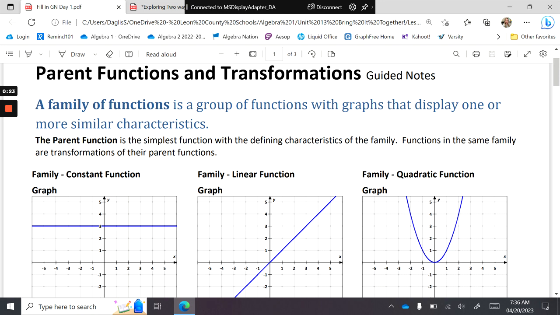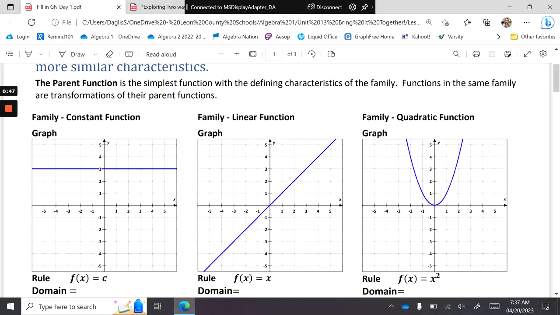So we've moved things up, down, left, right, correct? We've stretched, we've compressed. The parent function has none of that, right? We all come from our parents, right? They are the OG. So our parent function is the original function. And then from there, tomorrow we'll start moving things around. Okay, but let's just figure out what our different family functions are.